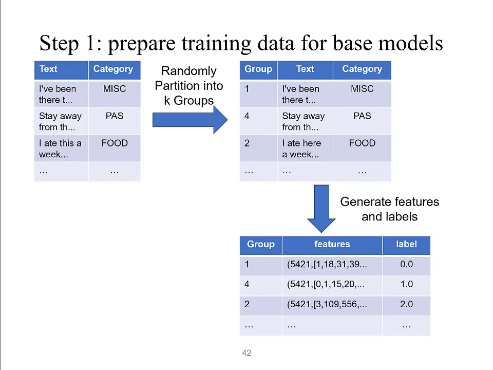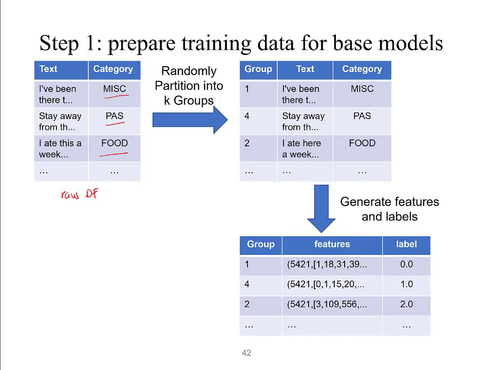Right. So as the first step, this is the raw data frame, which, as you can see, we only have text, sentences, and category. Here in this project, we have these three different categories.